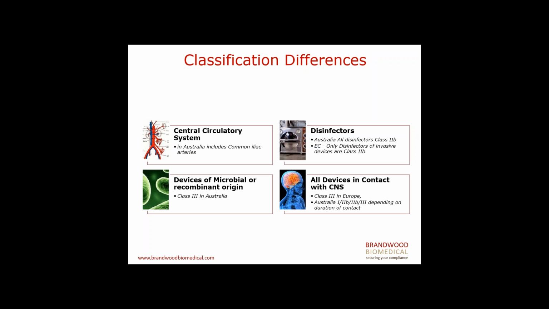And all devices that are in contact with the central nervous system. In Europe, it is all Class 3. However, in Australia, it'll vary depending on the duration of contact. So it may vary from Class 1 to Class 3, depending on how long it is in contact and obviously the nature of the device. And these are some examples. There are actually more differences, and they can be found in the ARGMD. These are just some specific ones that have been pulled out for this webinar, just to show you that there are some classification differences for some groups of products.